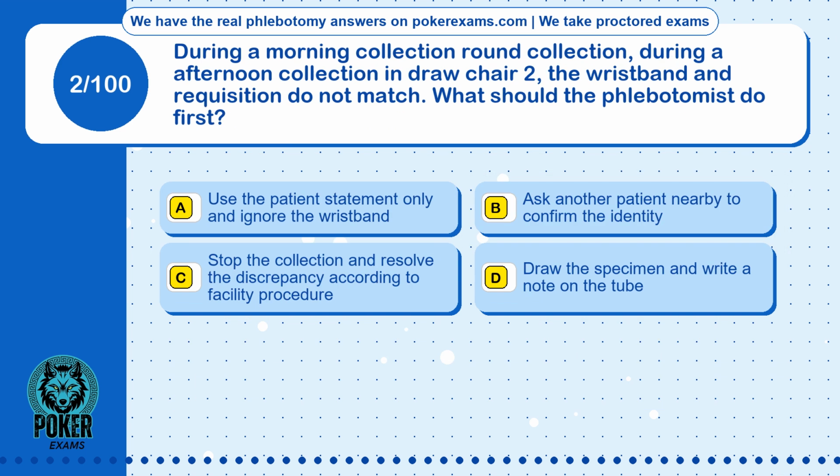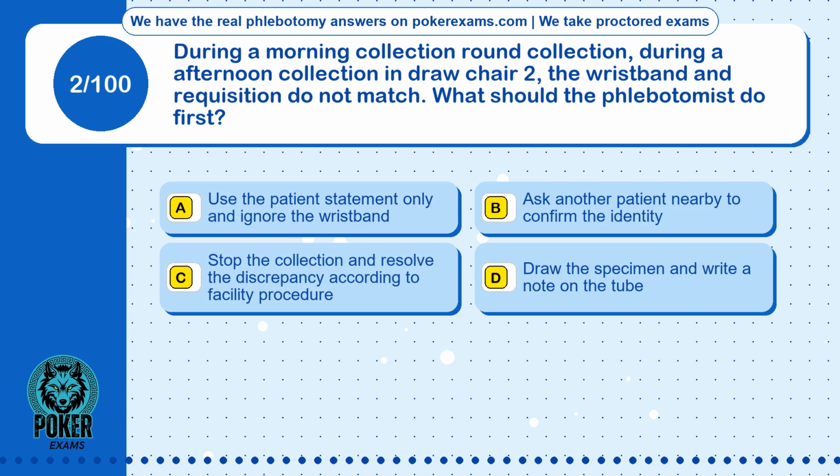Question 2. During an afternoon collection in draw chair 2, the wristband and requisition do not match. What should the phlebotomist do first? Option A. Use the patient statement only and ignore the wristband. Option B. Ask another patient nearby to confirm the identity.